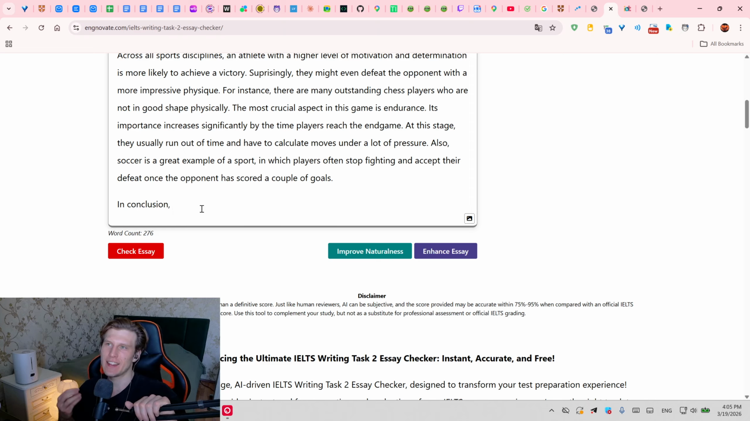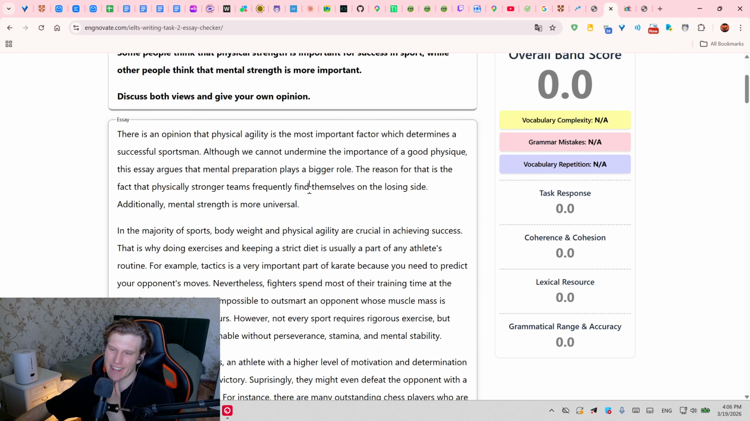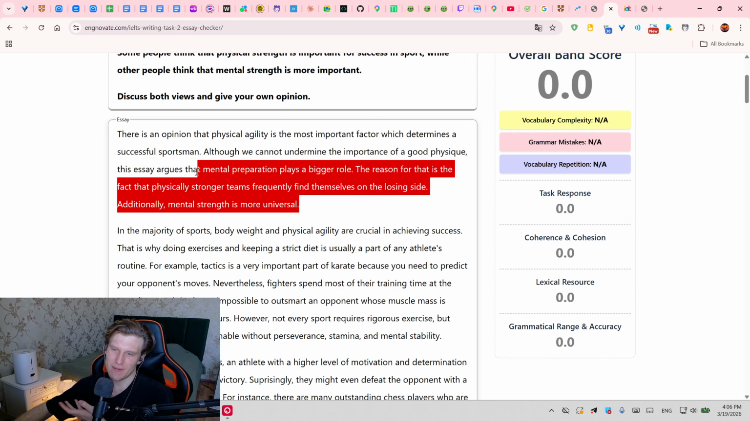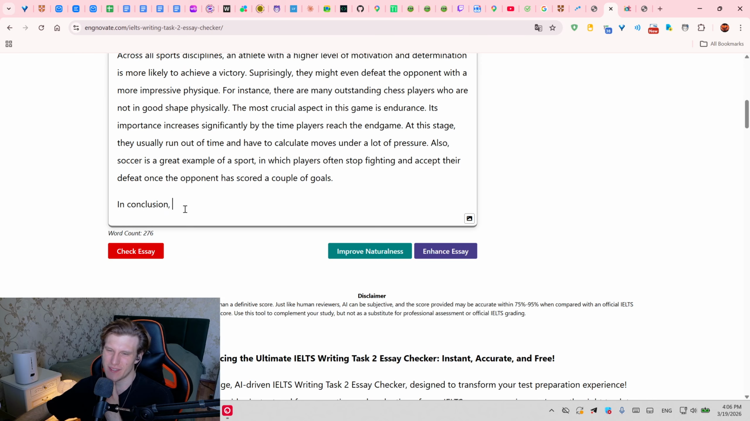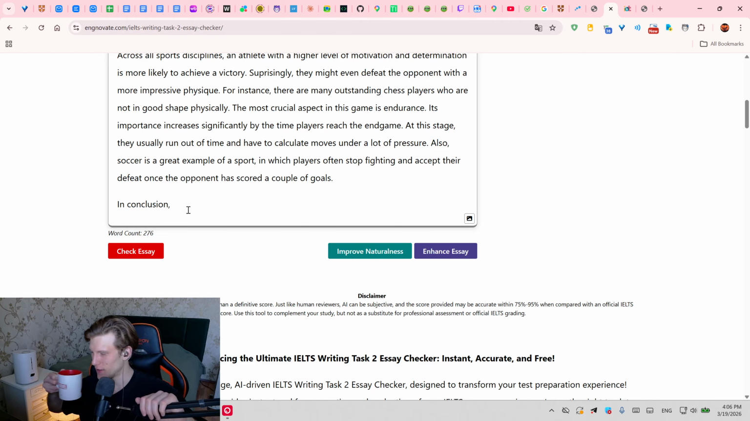In these essays, the conclusion is really, really important, of course. But in our essay, we already gave our opinion right at the beginning. So the conclusion doesn't really add anything to our essay. We just have to restate whatever we already said. In conclusion, again using fancy words.